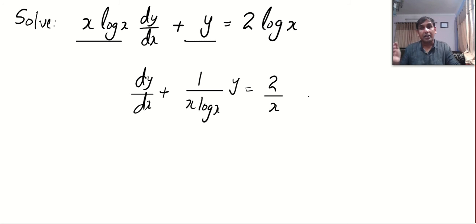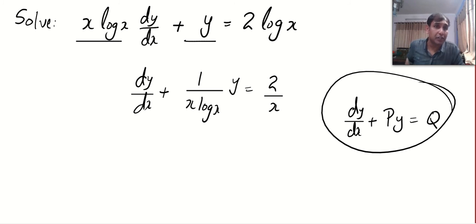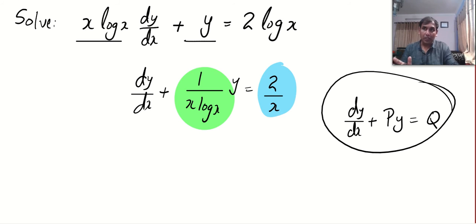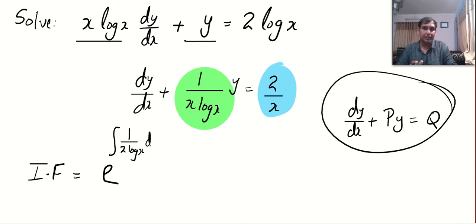So we can write, comparing with the standard equation, dy/dx plus P y equals Q, we have our P and Q. Now what's the next thing to do? Integrating factor. What is integrating factor? e to the power integral P dx. That will be integral of 1/(x log x) dx.